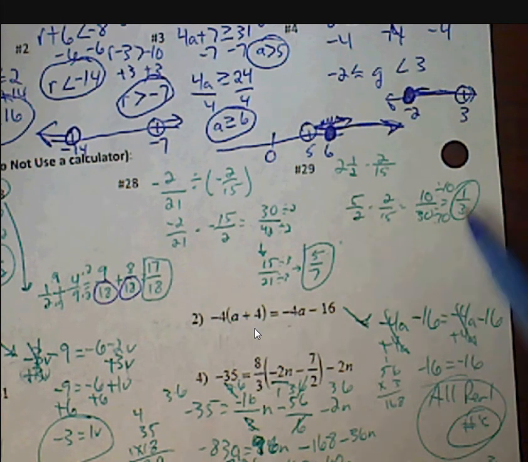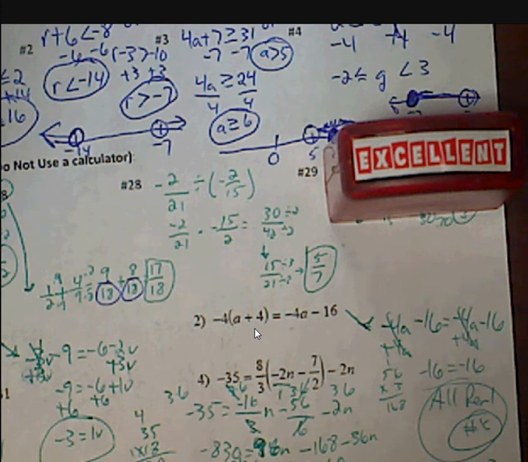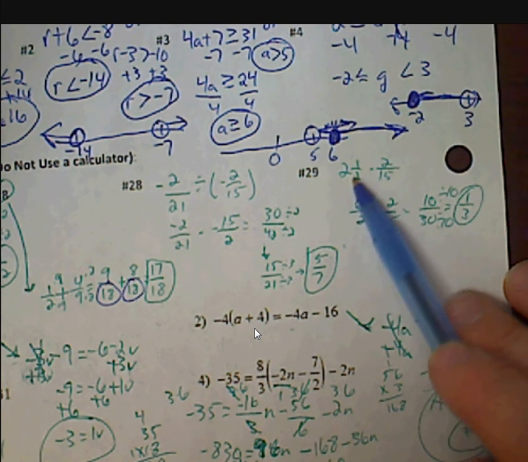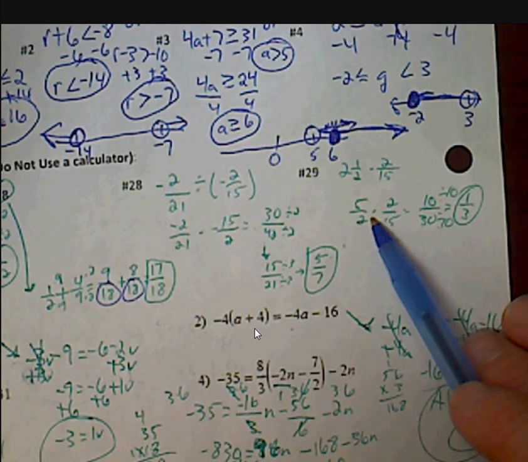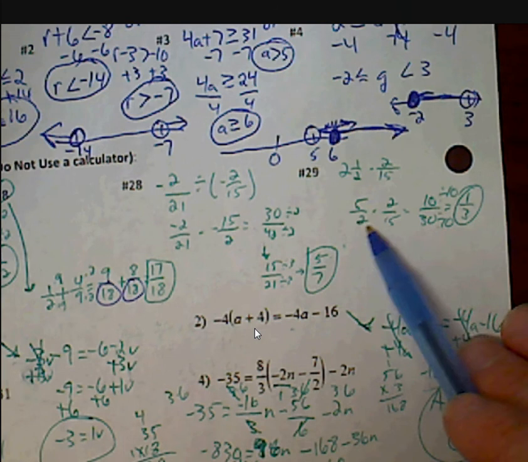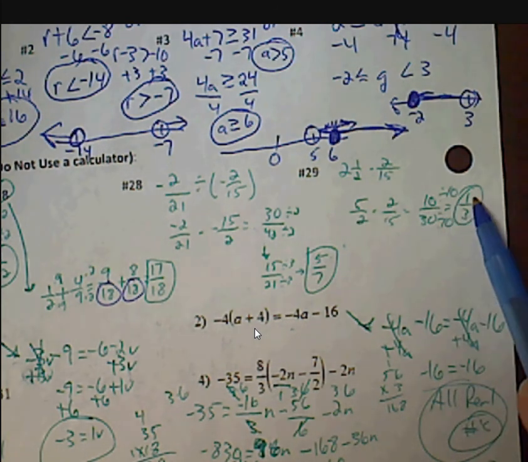On number 29, go ahead and pause the video and try. Number 29, I need to check mark. 2 times 2 plus 1 is 5 over 2 times 2 over 15. Multiply straight across. That's 10 over 30. I'm going to go ahead and reduce by 10, and I get 1 over 3.